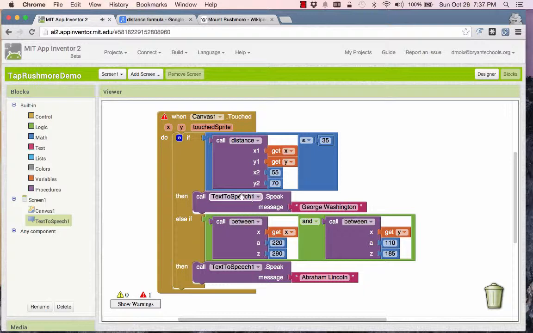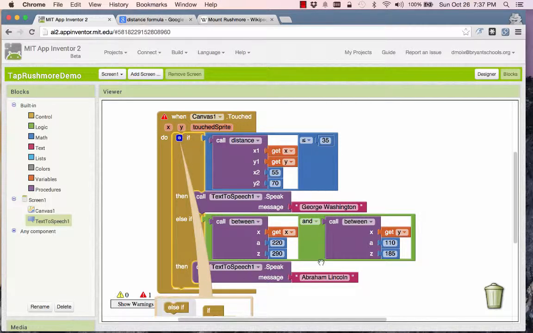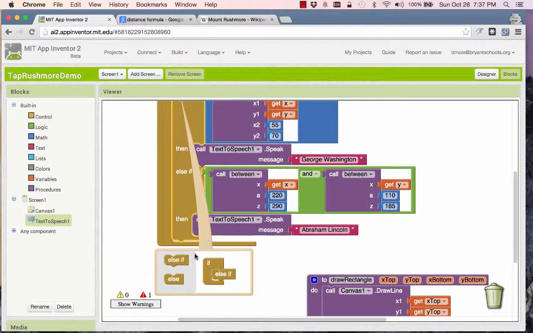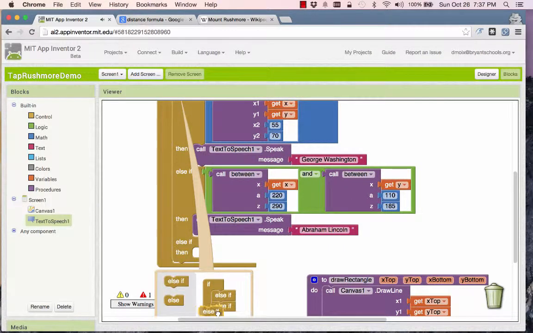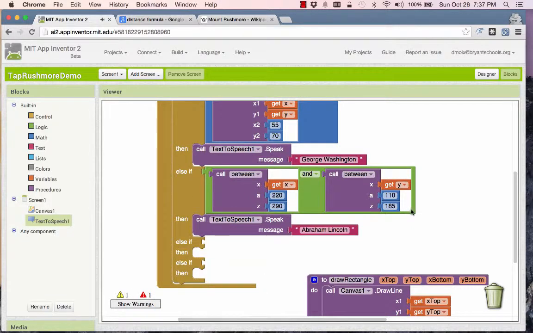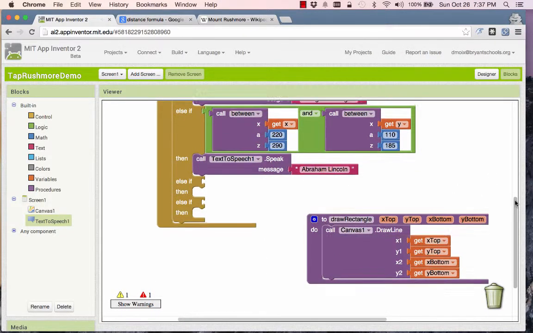Good stuff. So now, this asks the question, should I say George Washington? And if I should, then I say George Washington. Else, I ask the question, should I say Abraham Lincoln? And if I should, then I say Abraham Lincoln. And this is all one big block. And you can add as many of these else-if components to this as you want. And if you're doing Mount Rushmore or something with 4 options, then you're going to have more else-ifs stacked on down here at the bottom, like so.